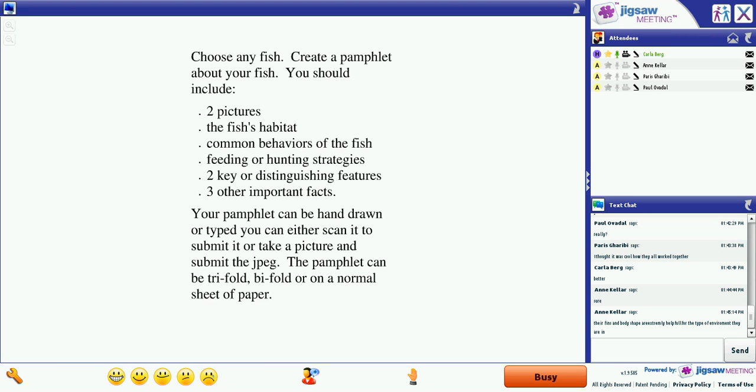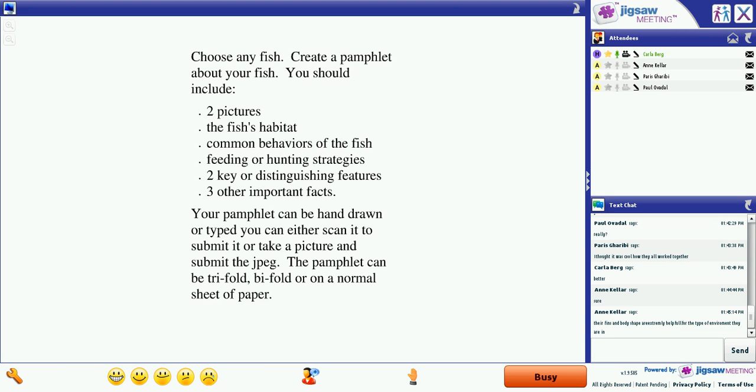You are going to choose any bony fish. It has to be a bony fish, so sharks do not count. You are going to create a pamphlet about your fish. In your pamphlet, you are going to have at least 2 pictures. They can be hand-drawn pictures, or they can be pictures you find off the internet. You're going to talk about your fish's habitat. Does it live in the open ocean? Does it live in a coral reef?